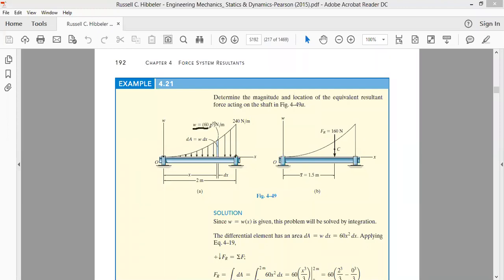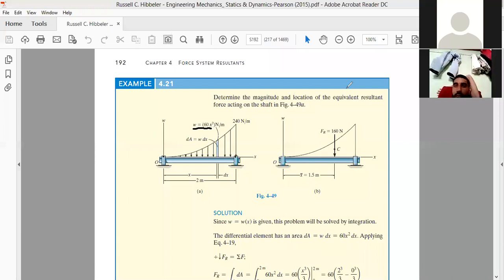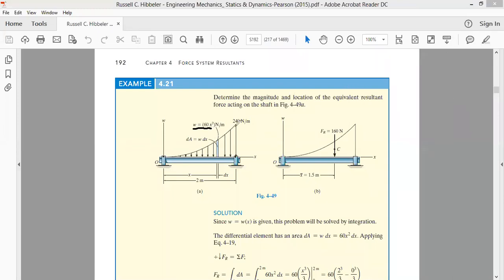This is the equation of variation of the intensity of the load with respect to x. So w varies as 60 x squared Newton per meter. The load varies from x equal to 0 to x equal to 2 meters following this equation. At x equal to 2 meters, the intensity of the load is 240 Newton per meter, whereas at x equal to 0, the intensity is 0. Now we have to find the resultant load. We have to replace this non-uniformly distributed load by a single load.